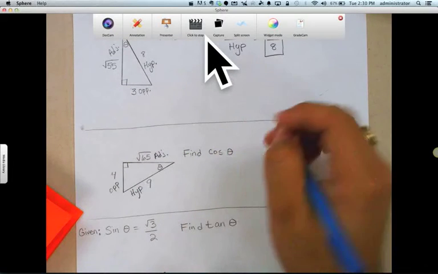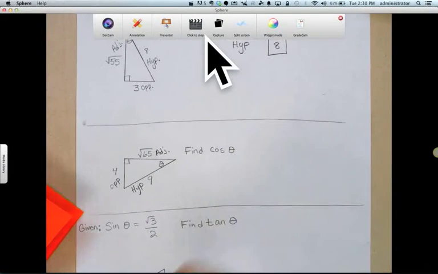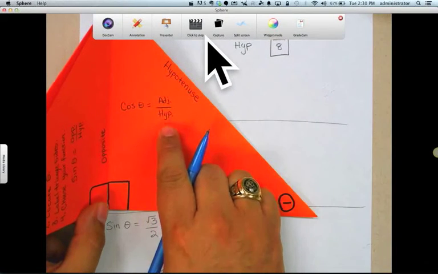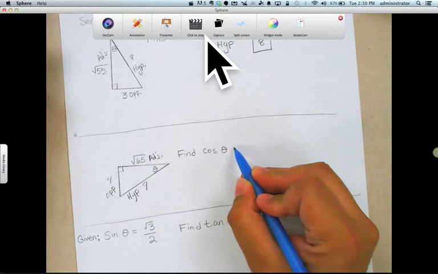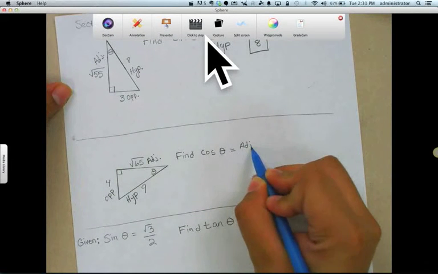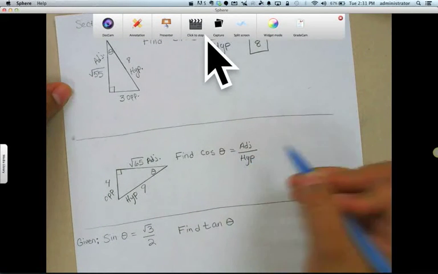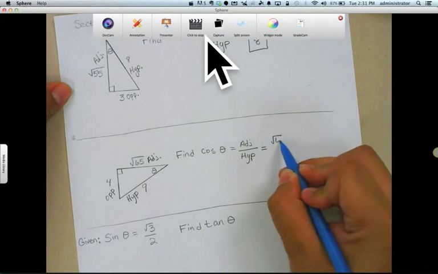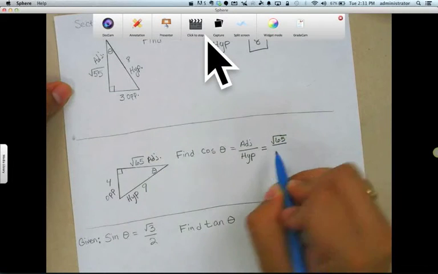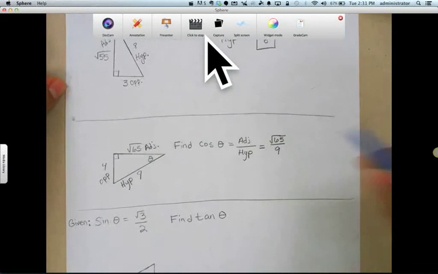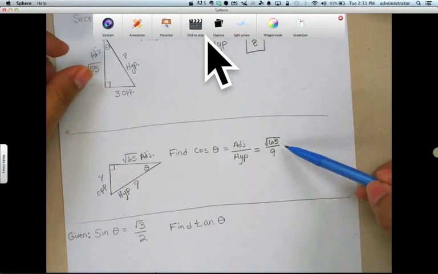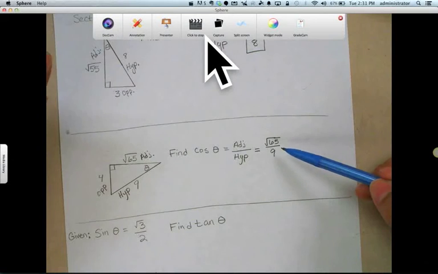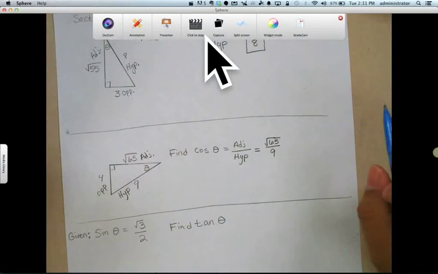Okay. Now cosine of theta, SOH CAH TOA. So let's go back, and here it is. The cosine is the adjacent over the hypotenuse. So I'm going to go ahead and write that in here: adjacent over hypotenuse. All right. The adjacent in this case is the square root of 65, and the hypotenuse in this case is 9. Now I do want to point out, had we had a square root in the denominator, we would have to rationalize the denominator. We cannot leave radicals in the denominator. But in this case, it works out just fine. So we're fine right now.